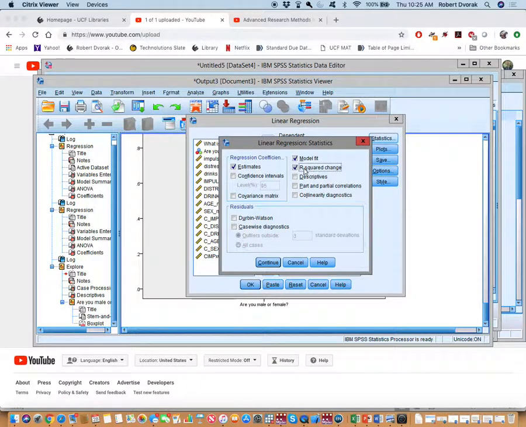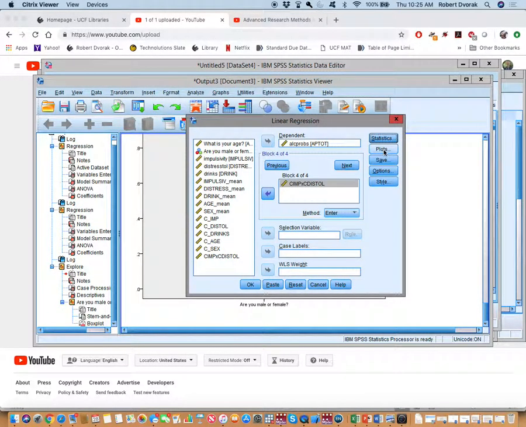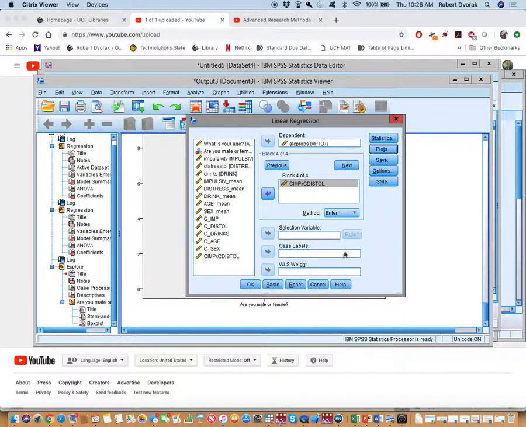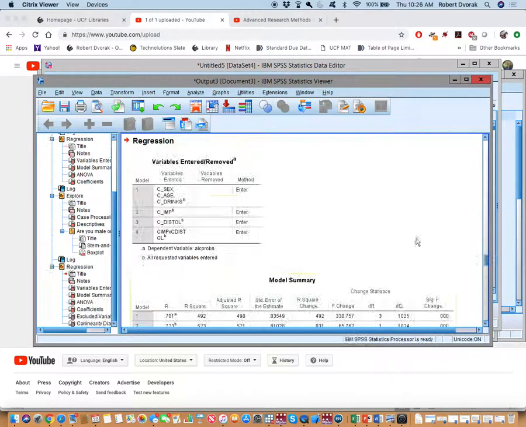Statistics, we're going to want to get an R squared change. We're going to want to get our collinearity diagnostics to make sure that our centering was effective. Don't need that. I think that's enough. We ready? In full disclosure, I ran this without drinking in. I'm not positive this interaction will work. We'll see.